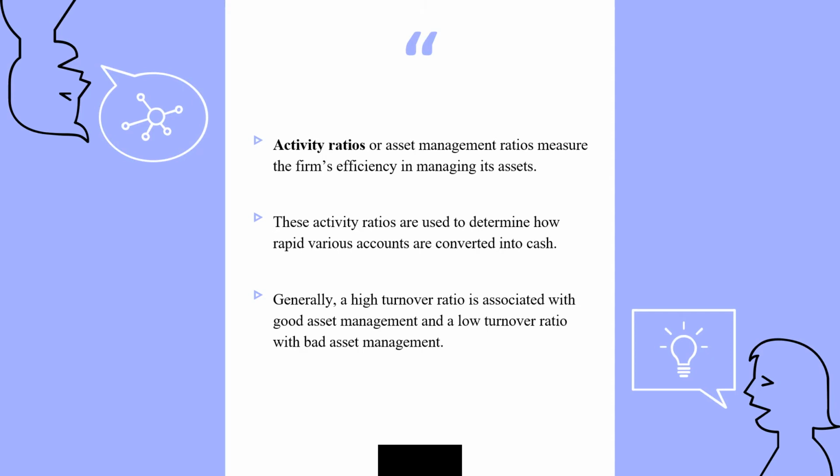Okay? So these activity ratios are used to determine how rapid various accounts are converted into cash. So aside from it measures the usefulness or utilization of its assets, minemeasure din niya yung bilis, no, ng pag-convert ng business from inventory or from accounts receivable into cash. So the more kasi na mas mabilis ang conversion ng business, ibig sabihin mas nagiging efficient siya in asset management. So generally, a high turnover ratio is associated with good asset management and a low turnover ratio with bad asset management.